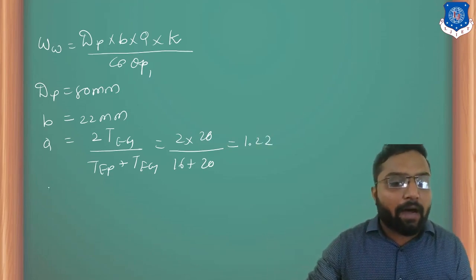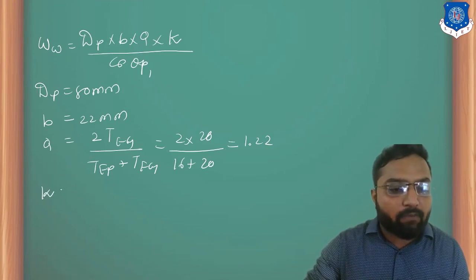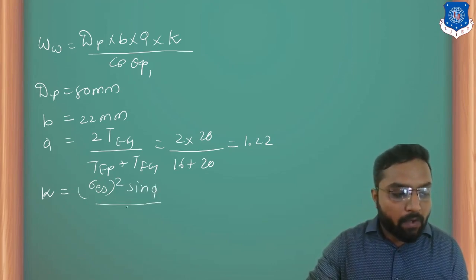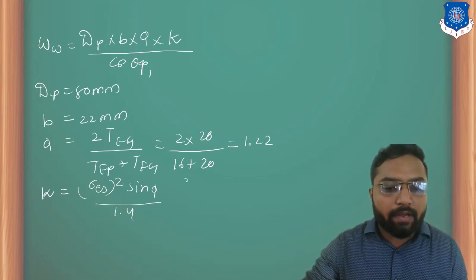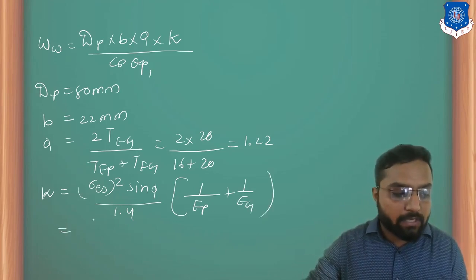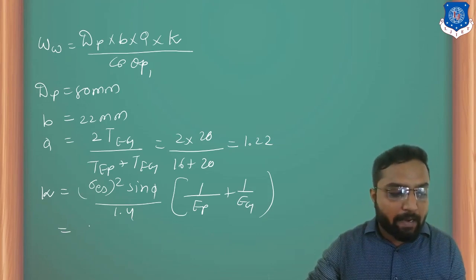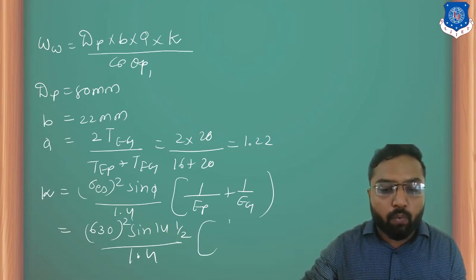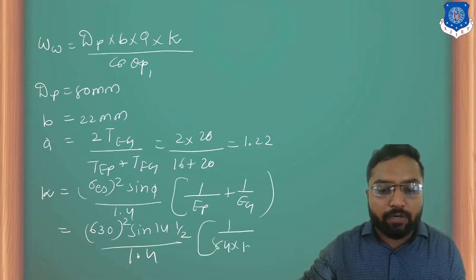Now we have to find K. What is K? K is nothing but sigma es square into sine phi divided by 1.4 into (1 upon Ep plus 1 upon Eg). Let's put all the values into this. The value of sigma es is 630 square into sine 14 and a half divided by 1.4 into 1 upon 84 into 10 raised to 3.